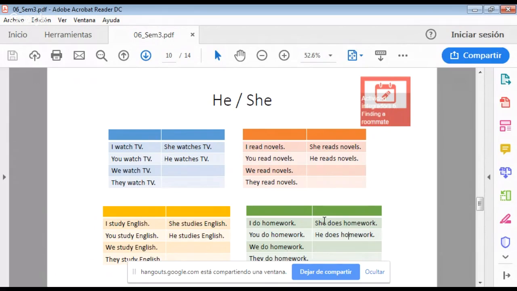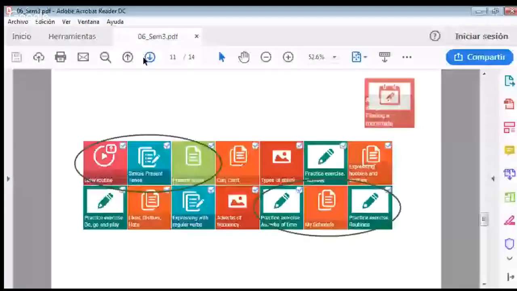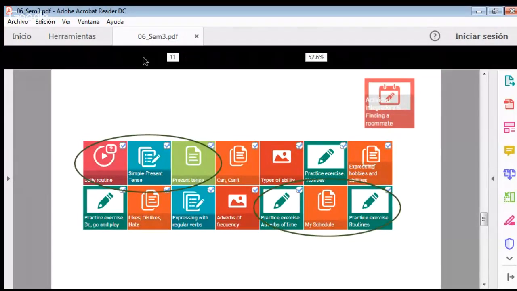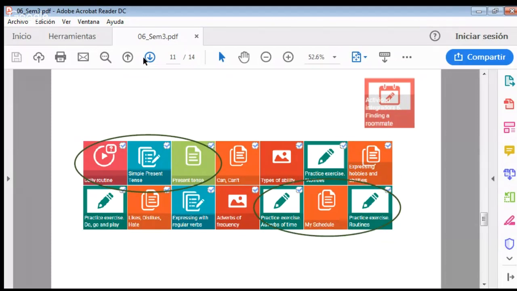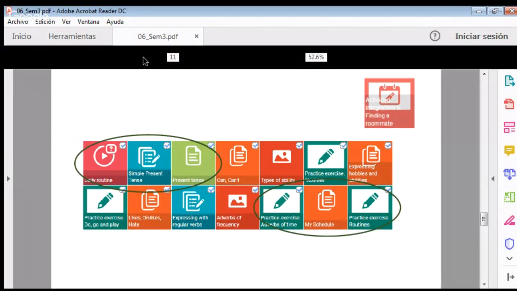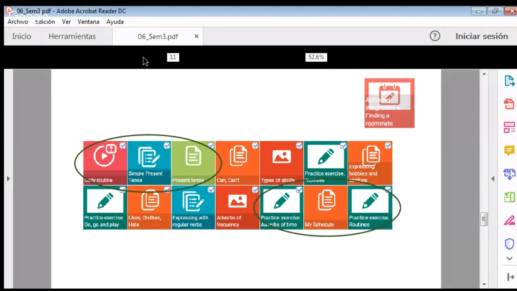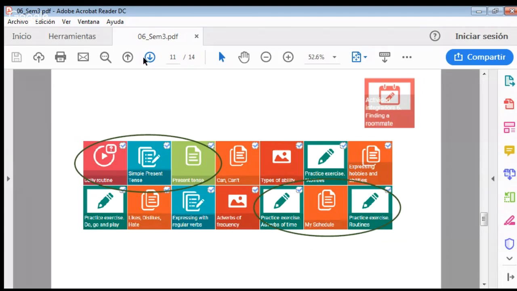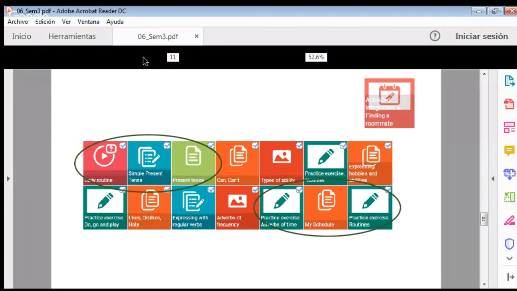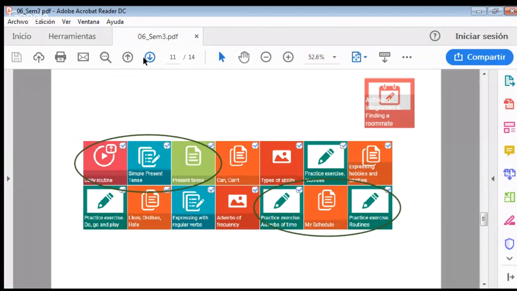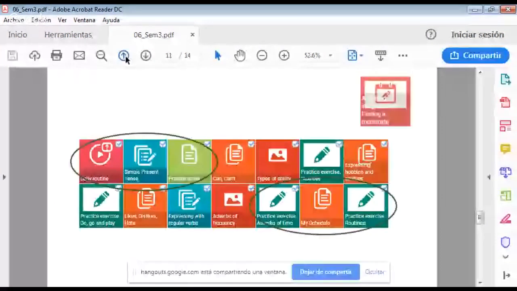Well, having said this, the materials that I suggest that you study son daily routine, simple present tense, practice exercise, adverbs of time, my schedule, and practice exercise routines. Con estos materiales van a tener suficiente vocabulario y frases para hacer una muy buena actividad. Así que, por favor, find the time to explore them, and solve them.